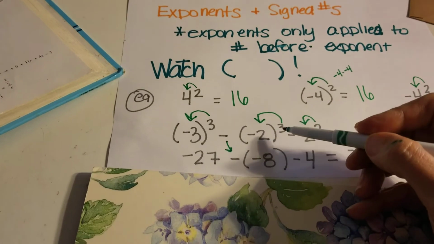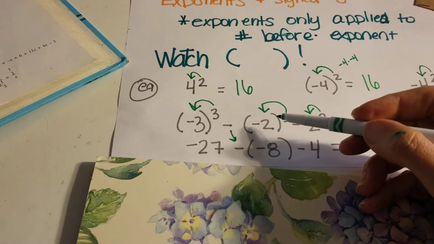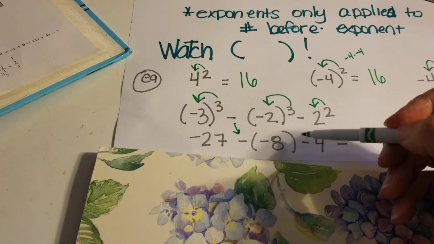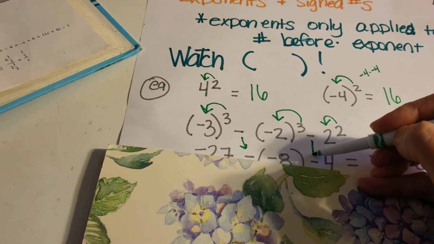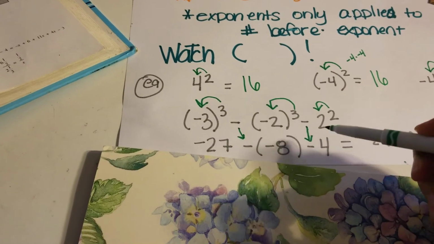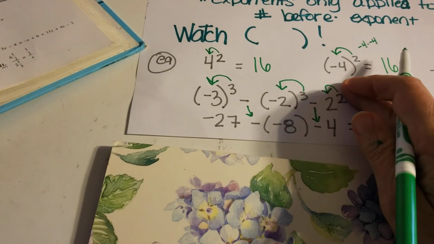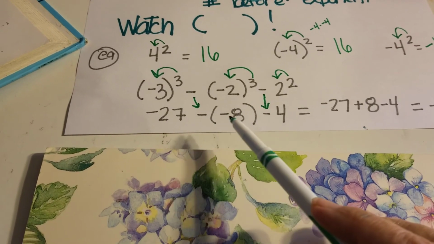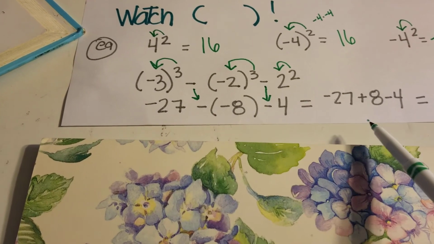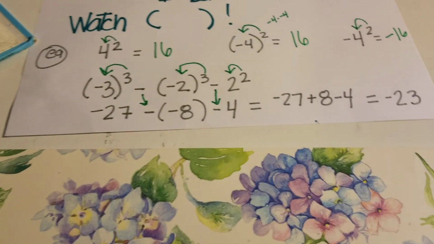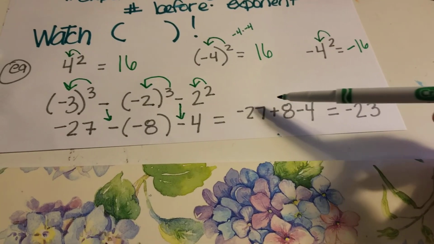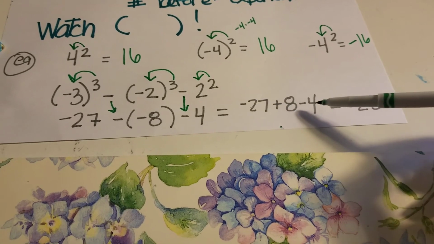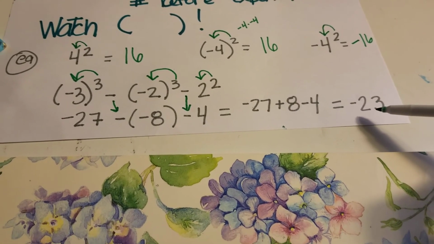Negative 2 cubed is negative 2, negative 2, negative 2, all multiplied times each other, which gives me negative 8. Minus, bring down my negative. And then 2 squared is 4. So we have negative 27. My 2 negatives in a row right here become plus 8, minus 4. When I add them up, negative 27 plus 8 is negative 19. Negative 19 minus 4 is negative 23.